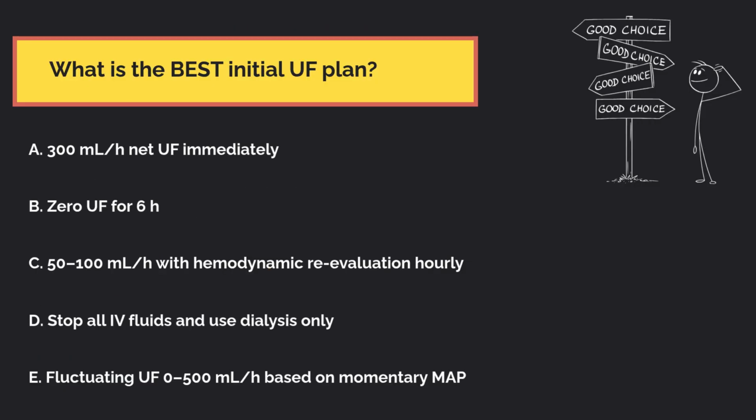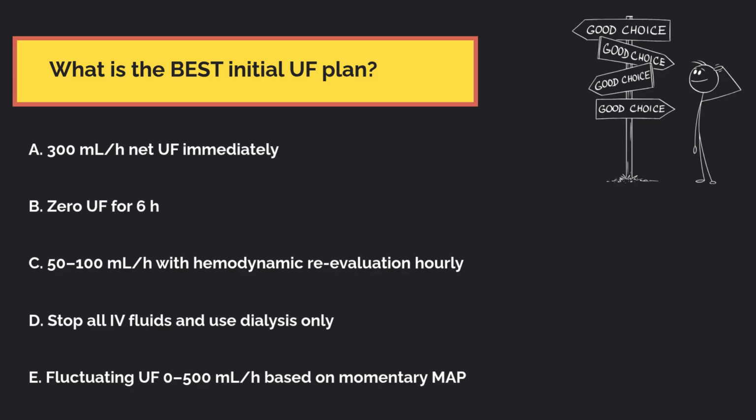Now let's decide on the best initial UF plan for this patient in cardiogenic shock. Option A suggests starting 300 milliliters per hour net UF immediately. That's aggressive and unsafe in a hemodynamically unstable patient. Option B, 0 UF for 6 hours. This might protect perfusion temporarily, but it doesn't address the ongoing volume overload or pulmonary congestion.